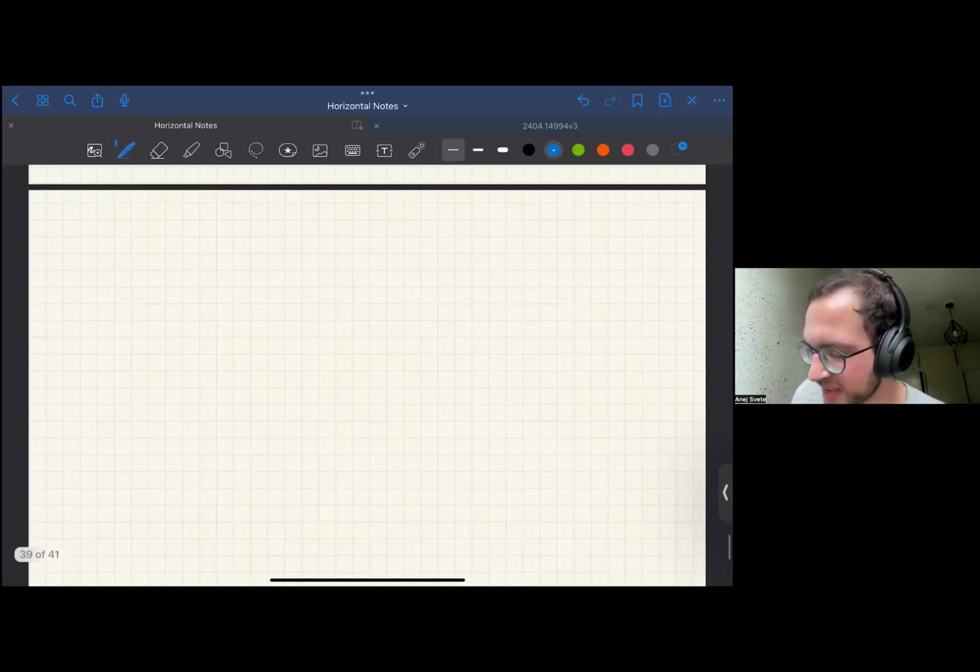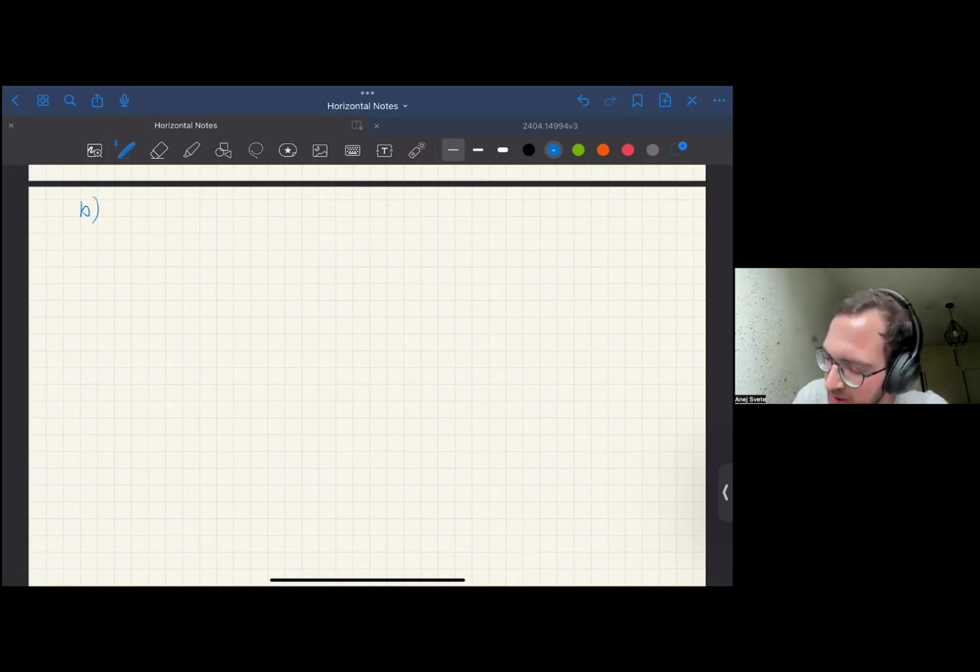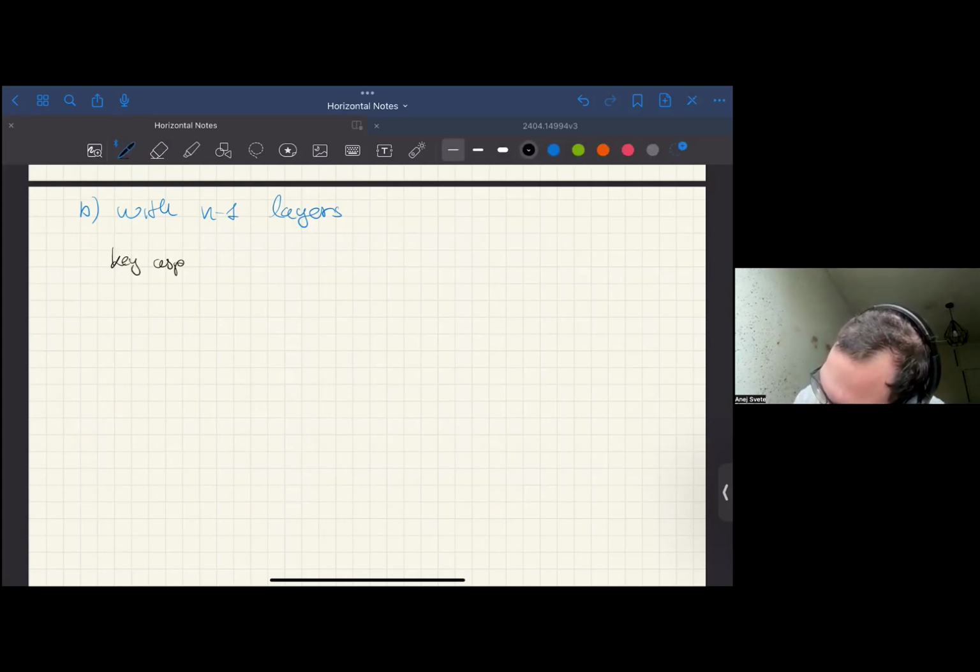If not, I want to briefly talk about case B, the other way that transformers can implement this, which is with n-1 layers, where the idea is similar, but also not. It's a bit less intuitive, but I think still quite okay. And in this case, the key aspect is residual connections.